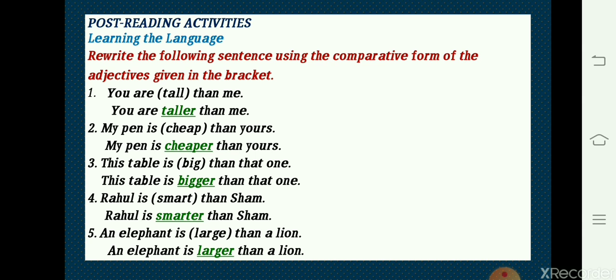Number 4, Rahul is smart than Sham. It changed into Rahul is smarter than Sham. Then who is smarter? Rahul. Number 5, an elephant is larger than a lion. You can also see in a picture on the internet or in your books that an elephant is always larger than a lion. Very well done, my dear students.